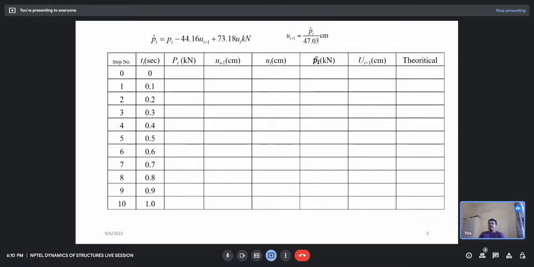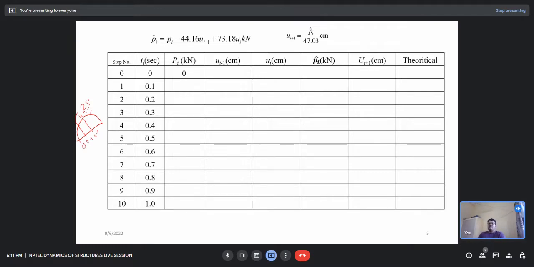The force given to you is a half sine pulse, something like this. At time equal to 0, force is 0. At time equal to 0.1, the force is 25 kilonewton. At time equal to 0.2, it is about 43.3, and so on. So I will provide this value pi.